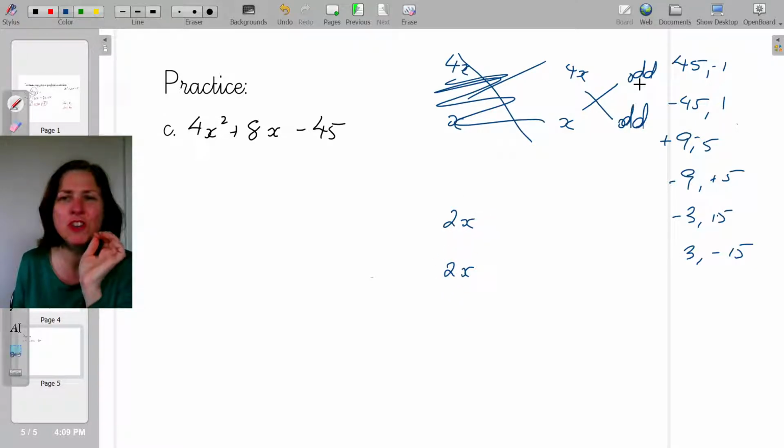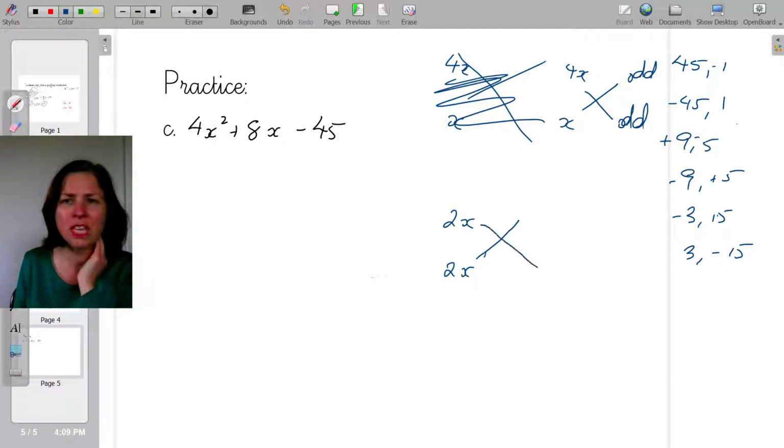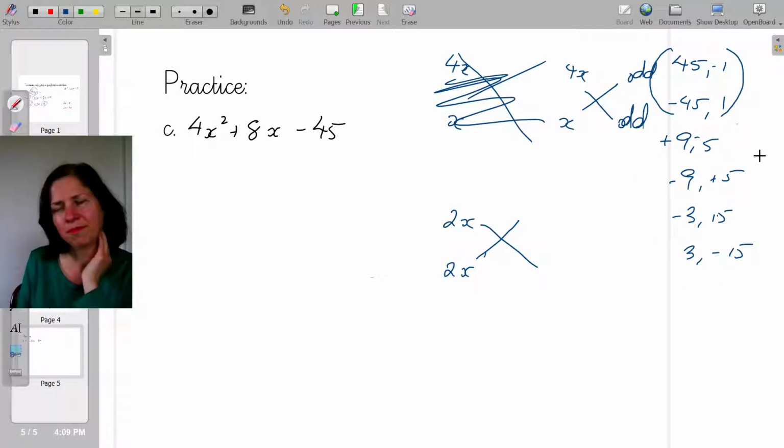But once again, if you can't do this thinking in advance, you can just do the trial and error. And most of the examples you'll be given won't have so many combinations, especially early on when you're just learning. So let's try our 2x and x. And let's also think a little bit about the size. I need to get 8. So I really don't think I'm going to be multiplying by either positive or negative 45. It's going to be one of these. Okay, so let's try the 9 and the 5.